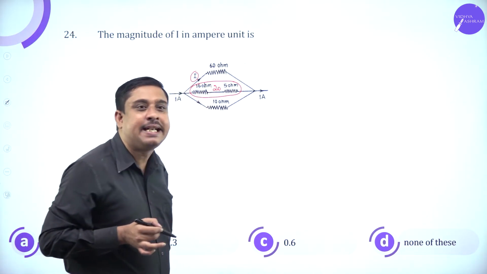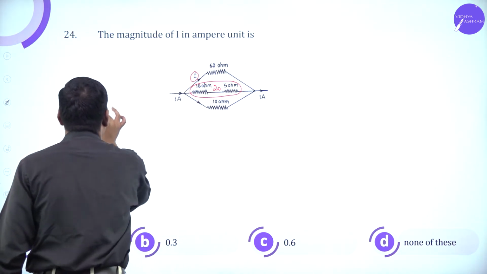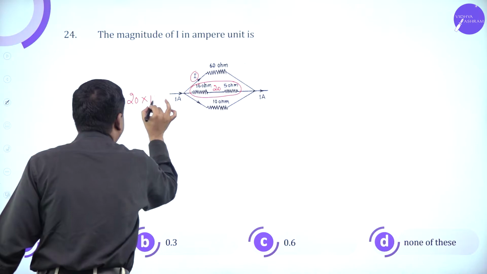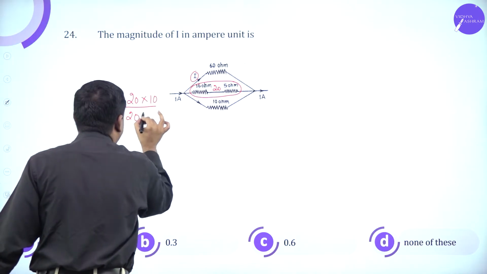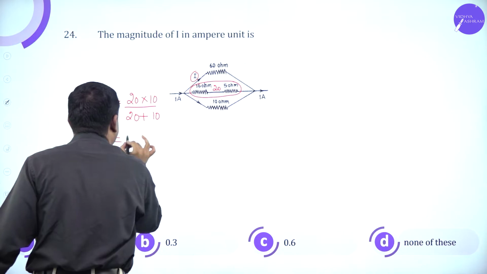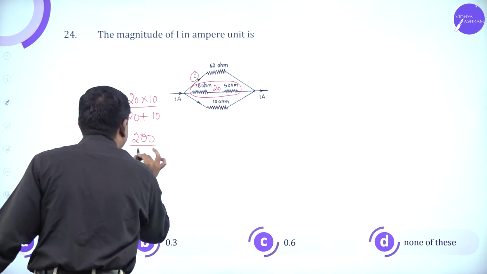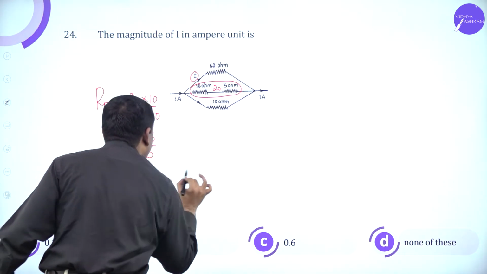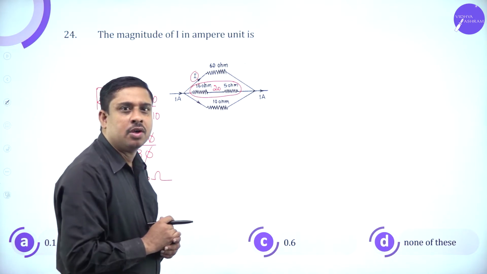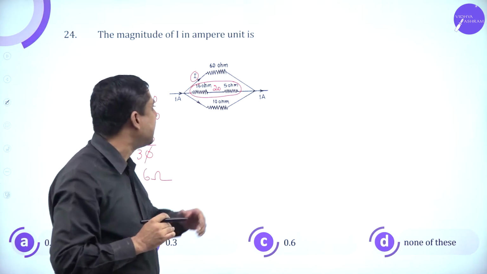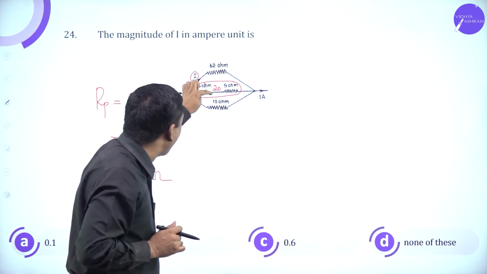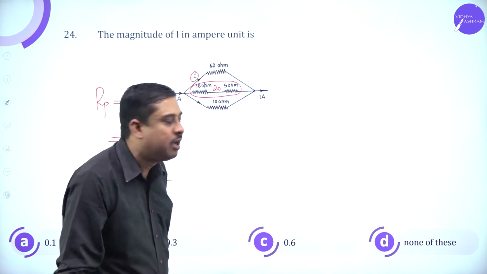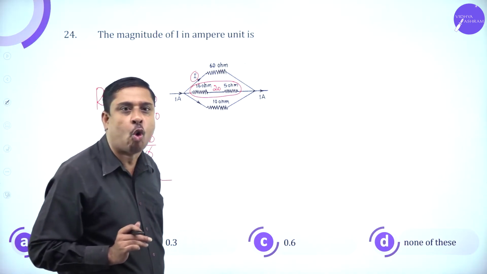This 20 and 10 are in parallel. So, RP is 20 into 10 divided by 20 plus 10. 200 divided by 30. Nearly 6 ohms ಅಂತ ಬರ್ಕೊಳ್ತೀನಿ. So the effective resistance when 20 ohms and 10 ohms are connected in parallel is nearly 6 ohms.